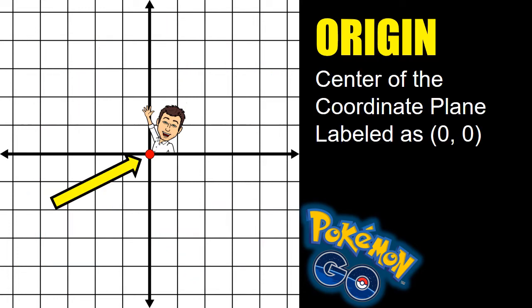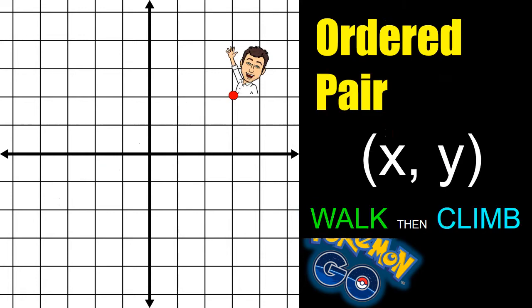And then we have the origin. This is the center point of our coordinate plane, and this can be labeled with the ordered pair 0, 0. And so when we talk about an ordered pair, the way we label this is we label the x coordinate first, and then the y. And so I gave a little hint here, so it helps me remember. What we do is we always start in the origin in the middle, and then we walk along the x-axis, and then we're going to climb on the y-axis.